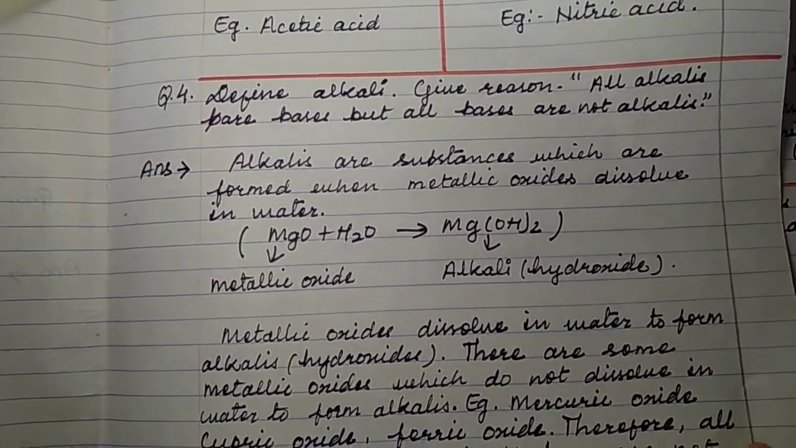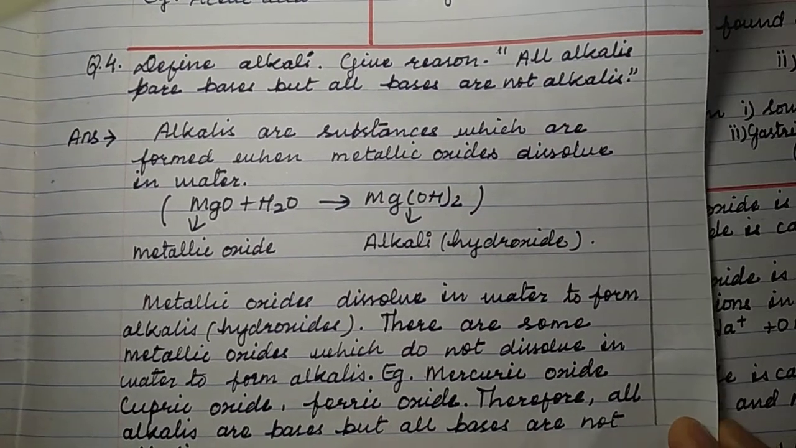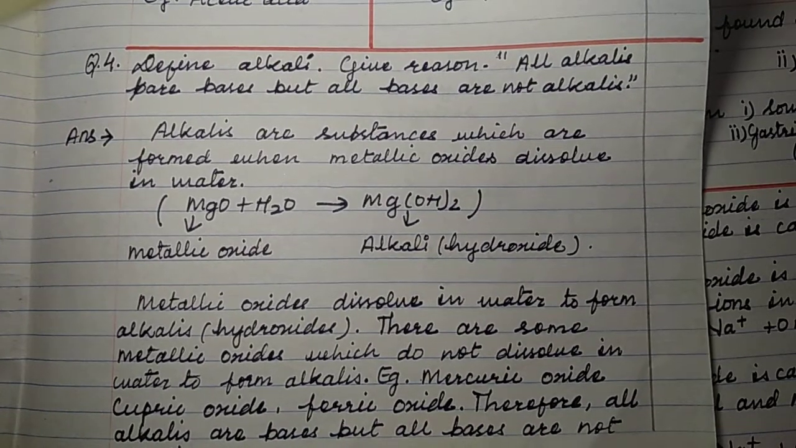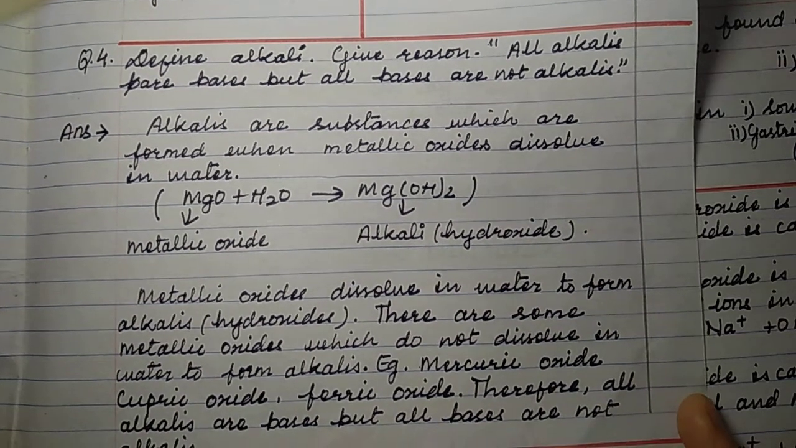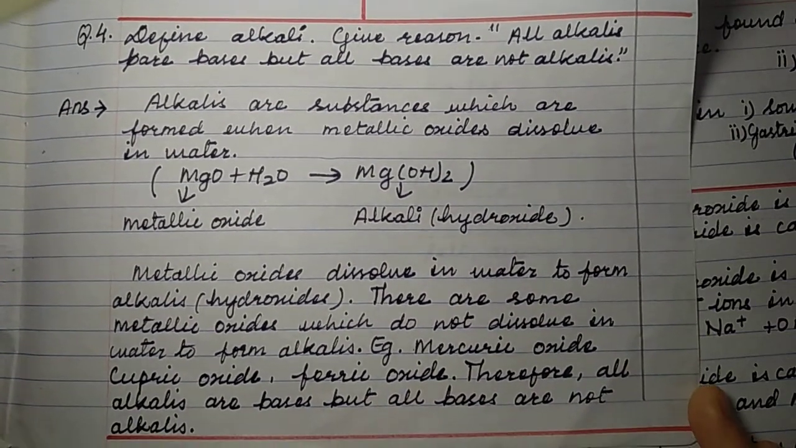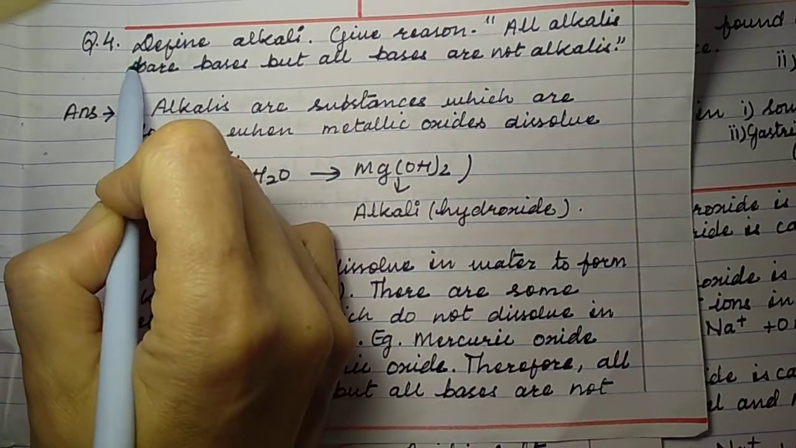Now question number 4: define alkali. Define alkali and give reason: all alkalis are bases, but all bases are not alkali. So this is an important question. This is a common question.